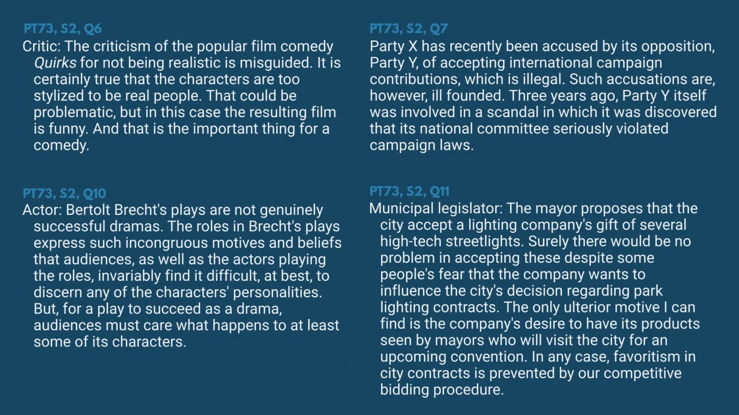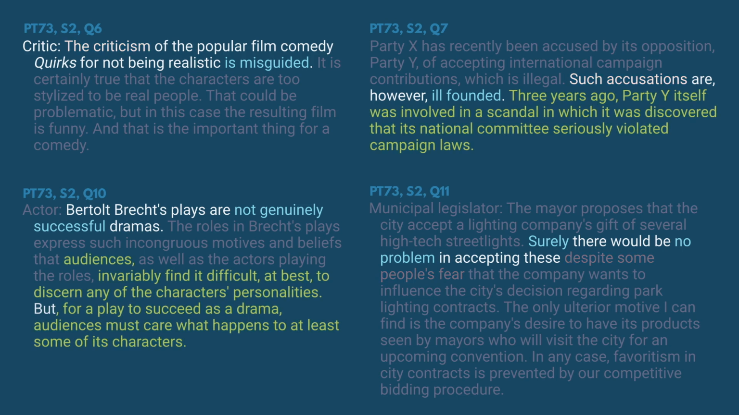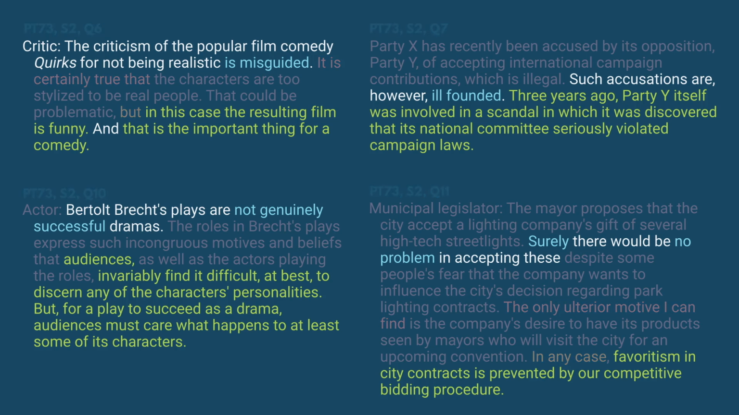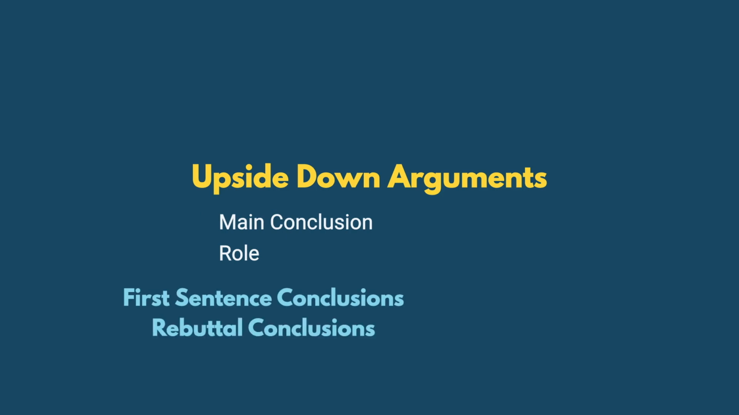All right, so upside-down arguments start with an opinion. They say something's misguided, something is not successful, it's ill-founded, or there's no problem in accepting this. A lot of the time there is some attribution or opponent to rebut this criticism, these accusations, these people's fear. And then sometimes the premise comes right after, here's why. But other times we'll get some concessions first before we eventually pivot back to the actual premise. Upside-down arguments can occur anywhere, but they're famous for showing up on main conclusion and role questions. You'll see a lot of first-sentence conclusions and a lot of rebuttal conclusions.